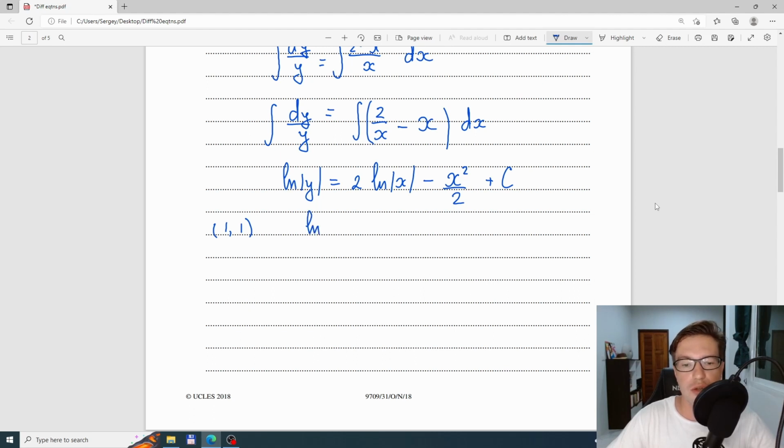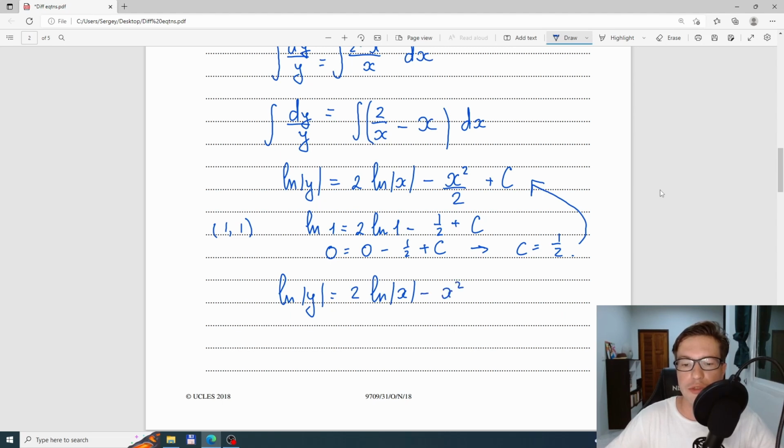So we'll get log 1 equals 2 log 1 minus a half plus c. Now the natural log of 1 is 0, so we'll get 0 equals 0 minus a half plus c, and that gives us c equals 1 over 2. Okay, now put it back into the equation, and we'll get log y equals 2 log x minus x squared over 2 plus a half.